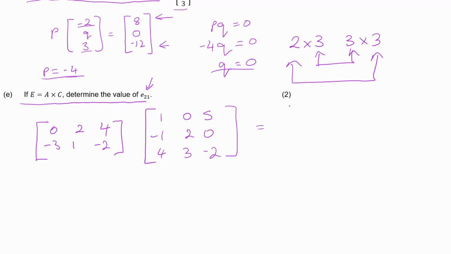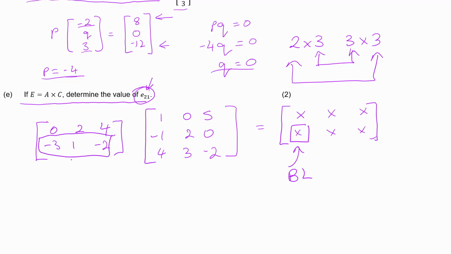Now that's going to give us a 2 by 3 matrix. So the elements will be here, here, here, here, here, here. And E21 means it's in the second row and the first column. So to get that one, which is in the bottom left of our product matrix, we need to be doing the bottom times the left in the original matrix.